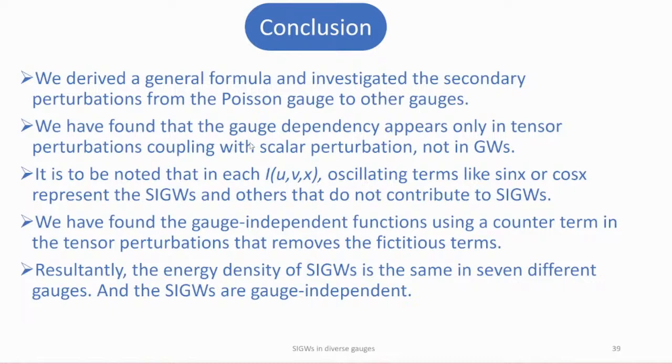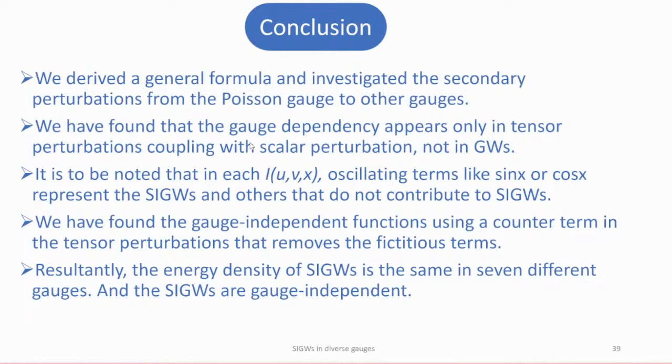We derived basically a general formula to investigate secondary perturbations from Poisson gauge to other gauges. We have found that the gauge dependency appears only in the tensor perturbations coupling with scalar perturbations, not in gravitational waves. It is to be noted that each kernel function contains an oscillating term and represents scalar gravitational waves, and the others do not contribute. We have found the gauge independent function using a counter term in the tensor perturbation that removes the fictitious term.